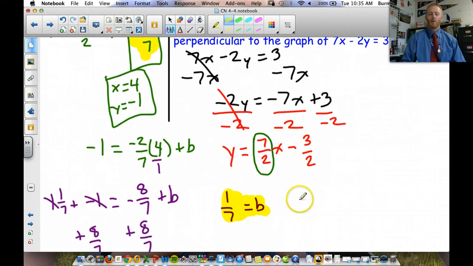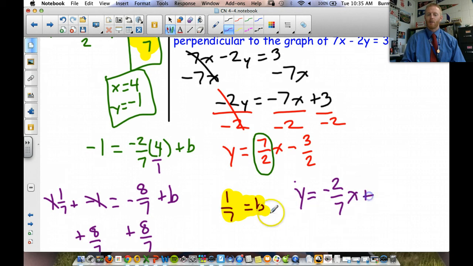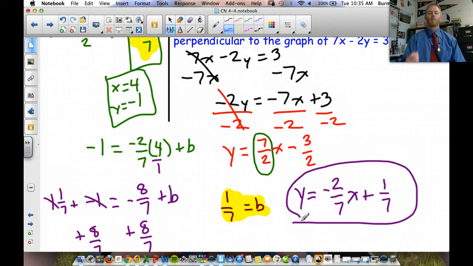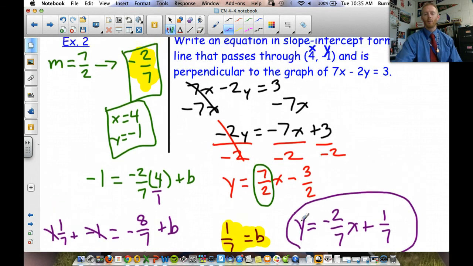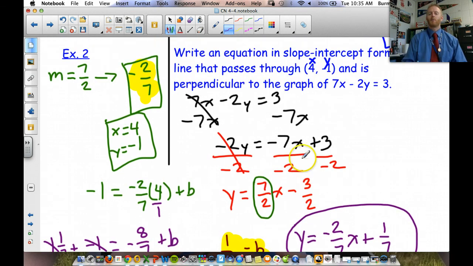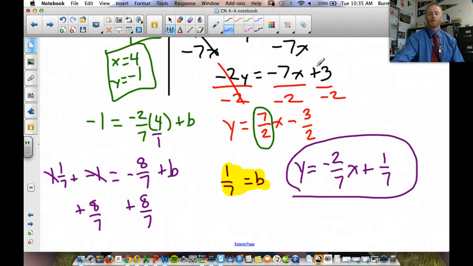So my slope was -2/7, so I have y equals -2/7 x plus my y-intercept, which is 1/7. Now those are not very nice numbers, but it is a line that is perpendicular to the graph of 2x plus -2y equals 3, and it goes through the point 4, -1. So that's the way math works.